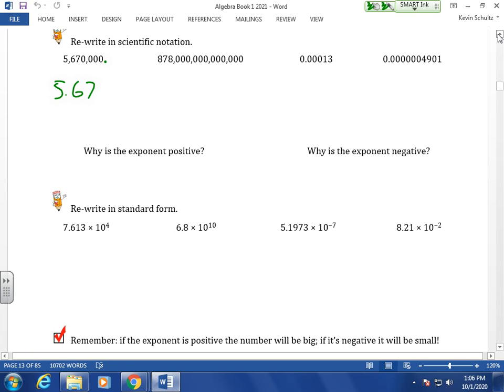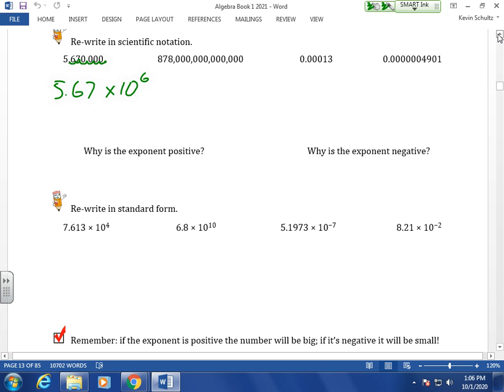Right, Nick? Times 4. The exponent of 4. Well, if we move the decimal 4 times, 1, 2, 3, 4, we're not quite between the 5 and the 6. Right? We got to move 2 more times, and so it's going to be times 10 to the 6th.